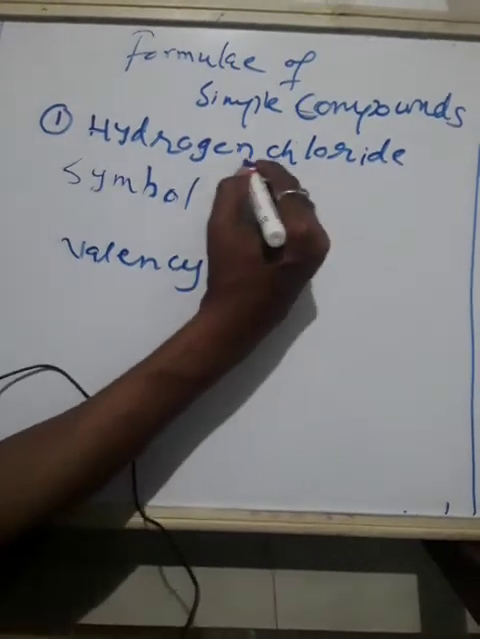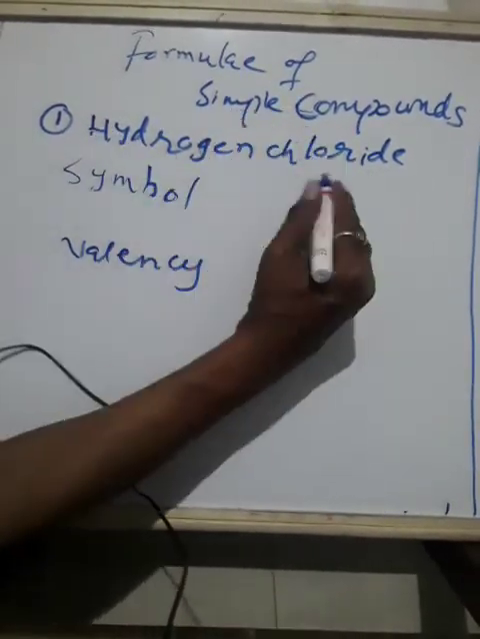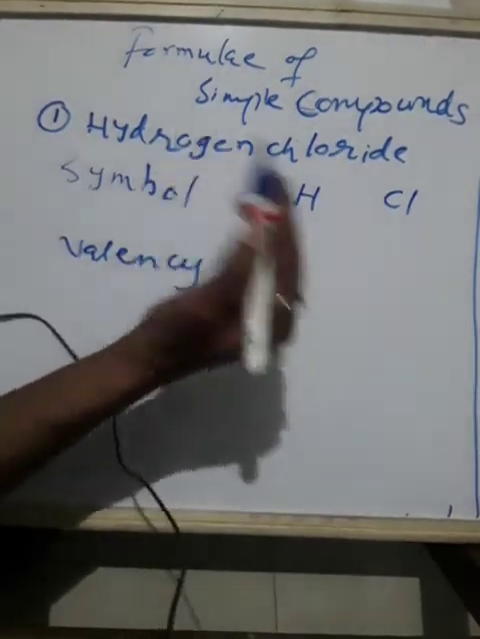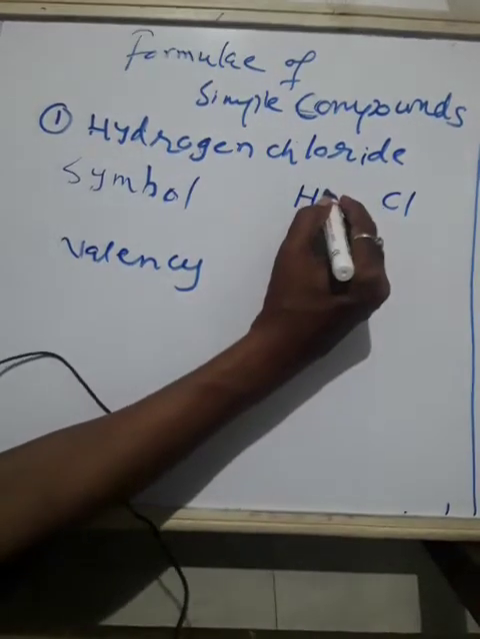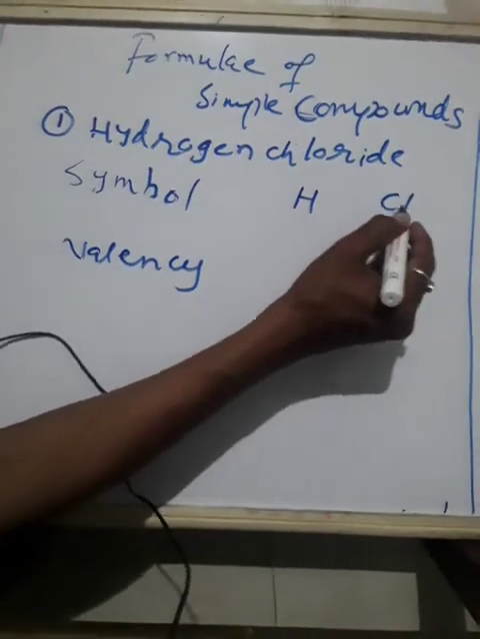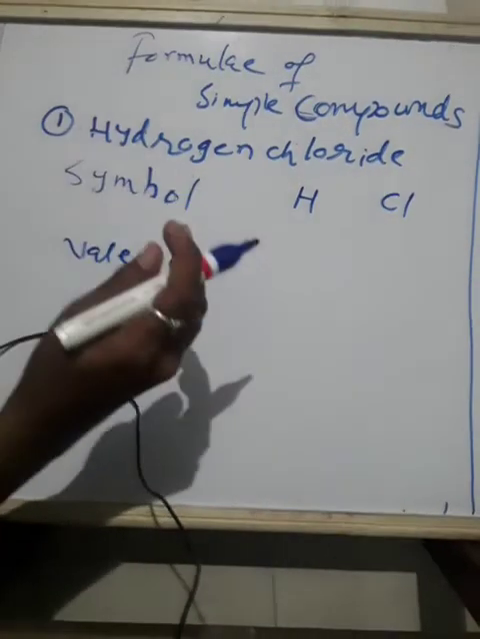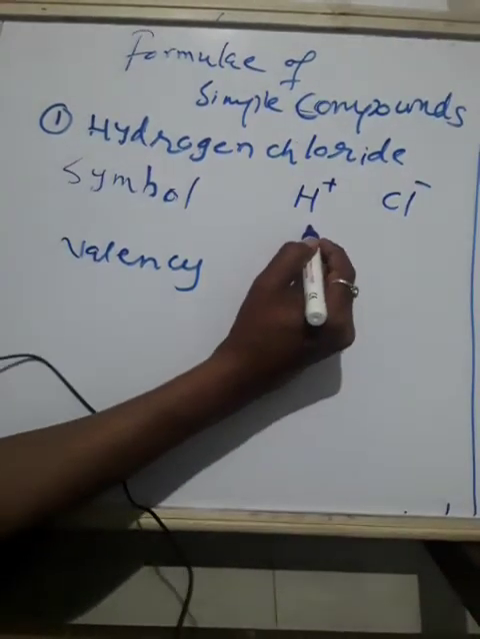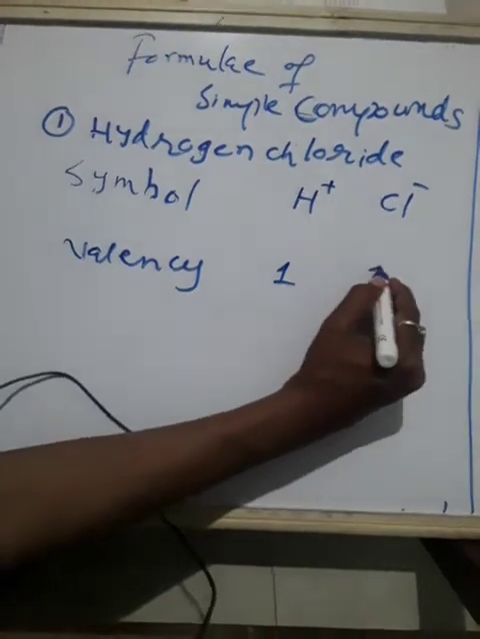So suppose you want to write hydrogen chloride. It contains two atoms, one is hydrogen and one is chloride. Actually it is not an atom, it is in the form of an ion. Hydrogen is positive charge, chloride is negative charge. Here positive and negative elements combine and form a neutral compound. So what is the valency here? 1. Its valency is 1.